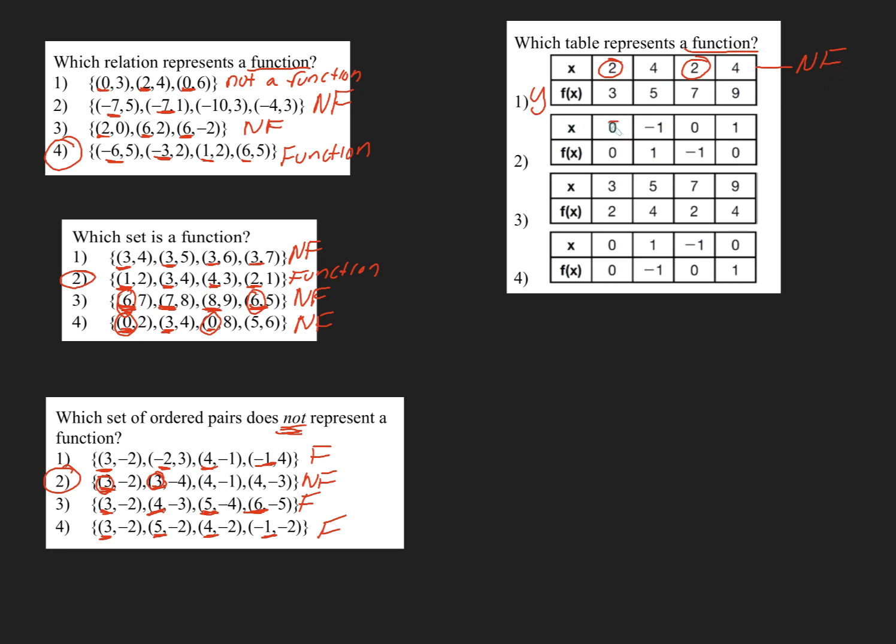Okay, number 2, I see 0 repeating itself. Not a function. Okay, number 3, I see 3, 5, 7, 9. Every number is different. This is a function. So your answer is number 3.